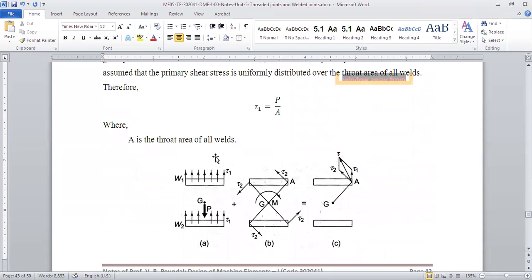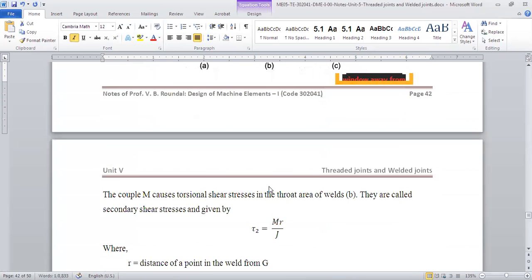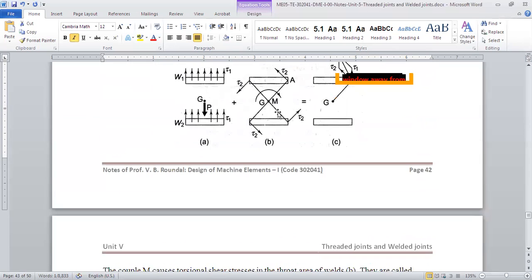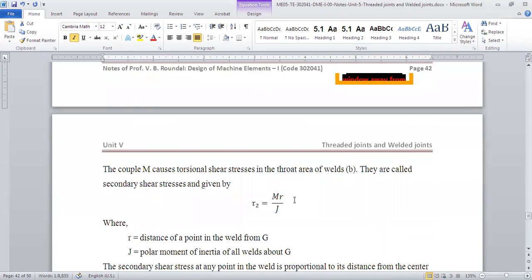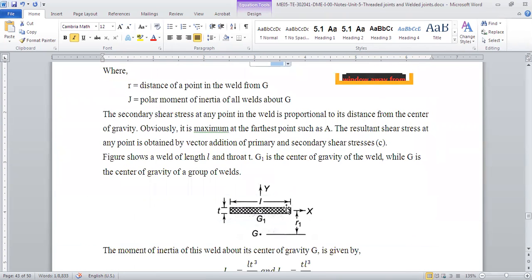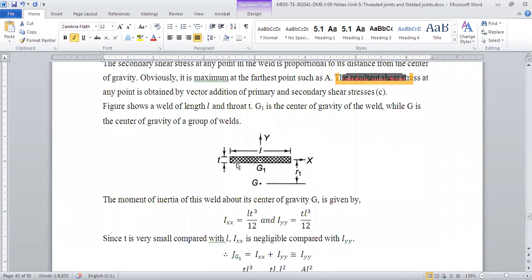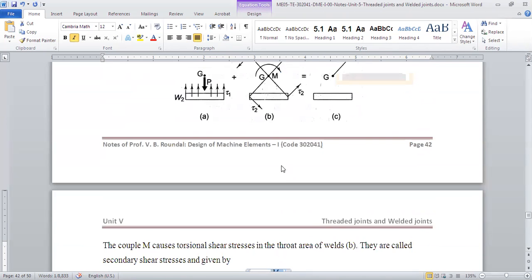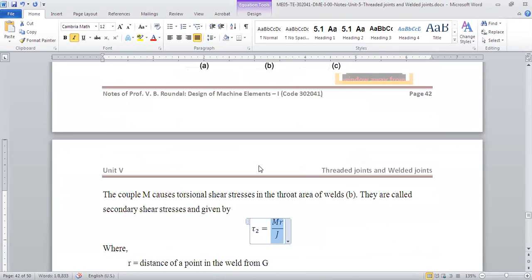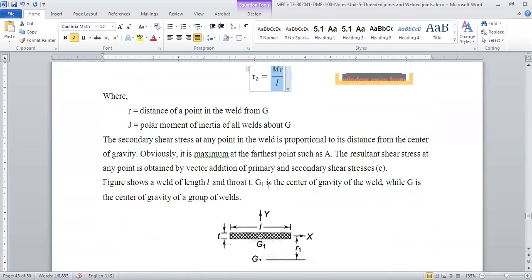Now what do we have? We know direct shear tau is equal to P upon A. We know P, we know A. We can calculate this, no problem. Now here we have to find out tau 2, the secondary shear. It is equal to M into R. We know R. R is the distance from CG to the end. We have to find out J. Now how to find out J? It is the polar moment of inertia of your area around the CG, and that is the part which we have to understand.